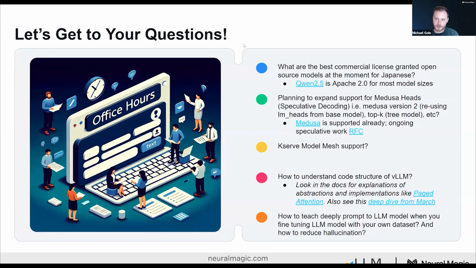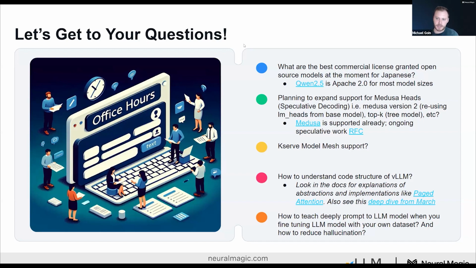For the best commercially licensed open source models at the moment for Japanese, I don't think there are many Japanese-specific trained models, but certainly the Qwen series of models from Alibaba is trained on a variety of Asian languages and claims to be pretty good at Japanese. They just released Qwen2.5 with various model sizes from single digit to multi-digit billion parameters, and most of the models are Apache 2.0, so that should be good for you.